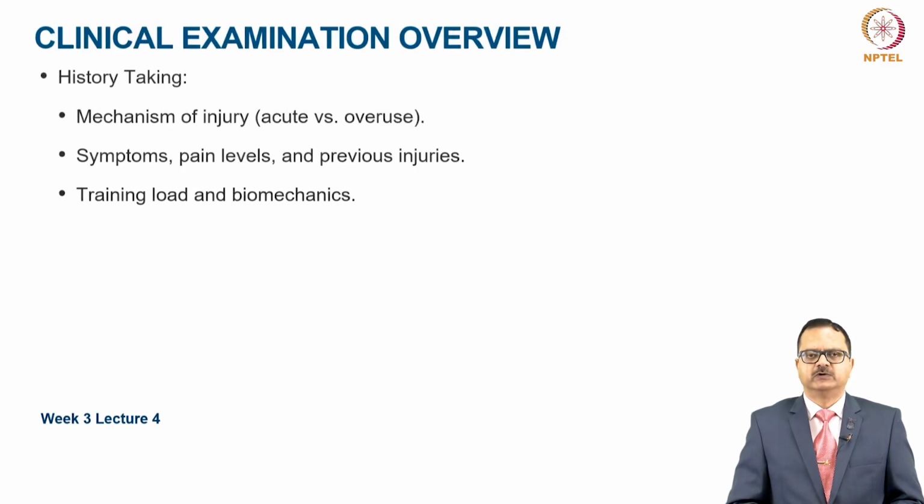Let's talk about the overview of the clinical examination. We start with the history taking. What is the mechanism of the injury? Whether it was an acute injury, whether it is an overuse injury, what is the type of the trauma, what is the direction of the trauma. All these are very important. We ask for symptoms, we ask for pain levels, and we ask for history of any previous injuries. We also take a look at the training load on the athlete and any biomechanical assessments which have been made available.